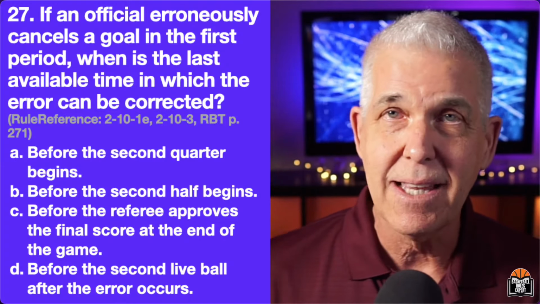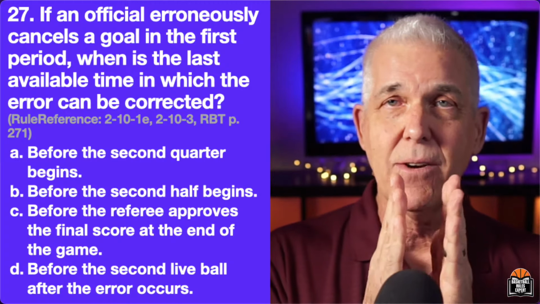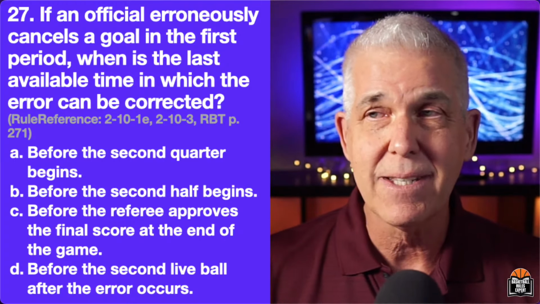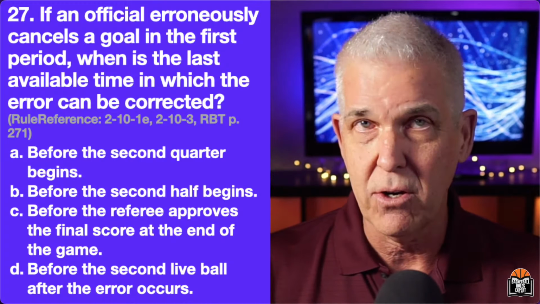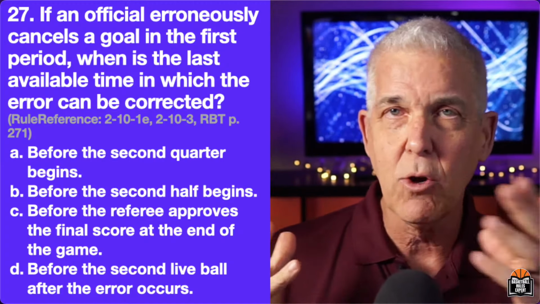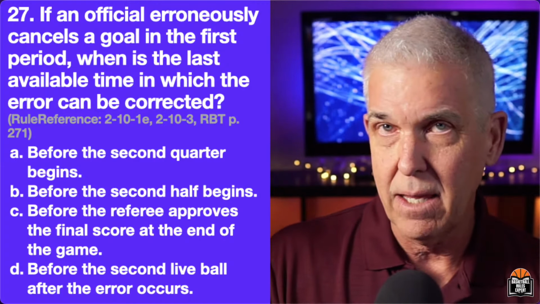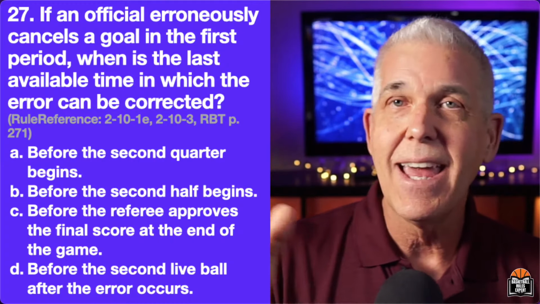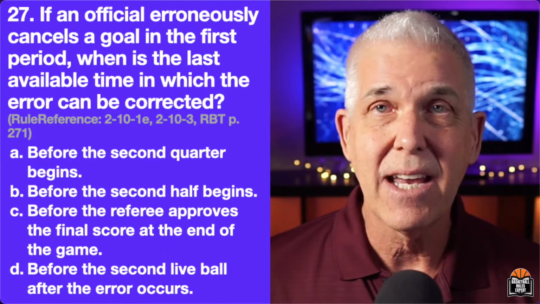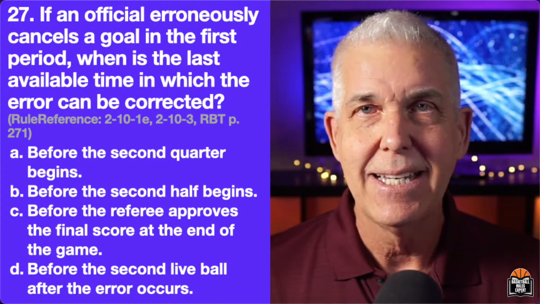A referee erroneously canceling a goal is a correctable error by rule, and therefore it has a very specific time frame in which the error can be corrected. And the correct answer here would be D, before the second live ball after the error occurs. Now, let's say the official correctly signaled, or correctly scored a 3-point goal, didn't score a 3-point goal, etc., and the scorer made a mistake, right? In that instance, any time until the end of the game, that can be corrected. But in this instance, this is a correctable error scenario, and so it has a very specific time frame for correction, and our correct answer is D.